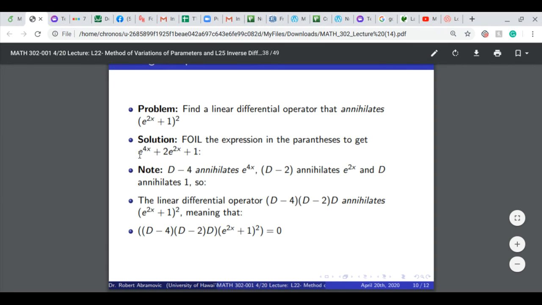What are we left with? Just terms that involve e to the 4x. And d minus 4 annihilates e to the 4x terms. They're linear, so any multiples and sums of those terms will also be annihilated. So therefore, if you compose this operator, do the derivative minus 2, then do the derivative minus 4, it will annihilate this function and we'll get 0.